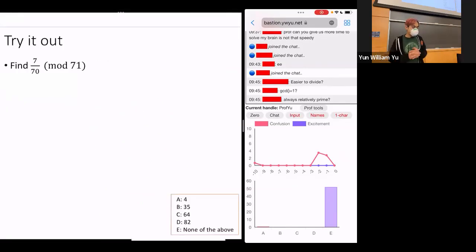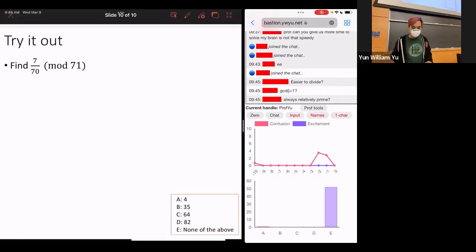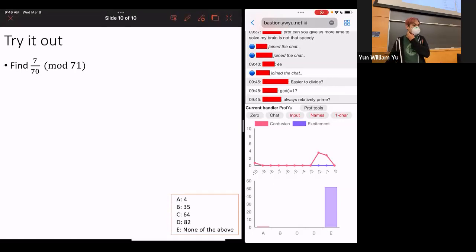So let's find 7 divided by 70 mod 71. And so on the final exam, like on the midterm, I will give you the list of all the small primes. So you won't have to memorize them, but it is good to recognize when small numbers are prime, because that can be really helpful in whatever you're doing. So let me zero that out.